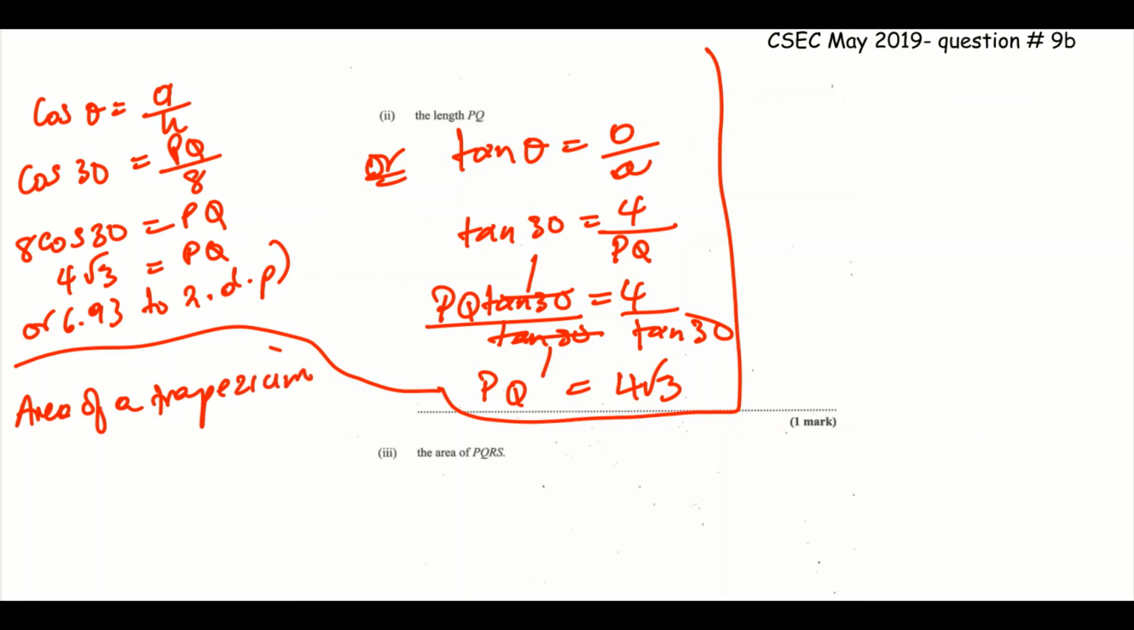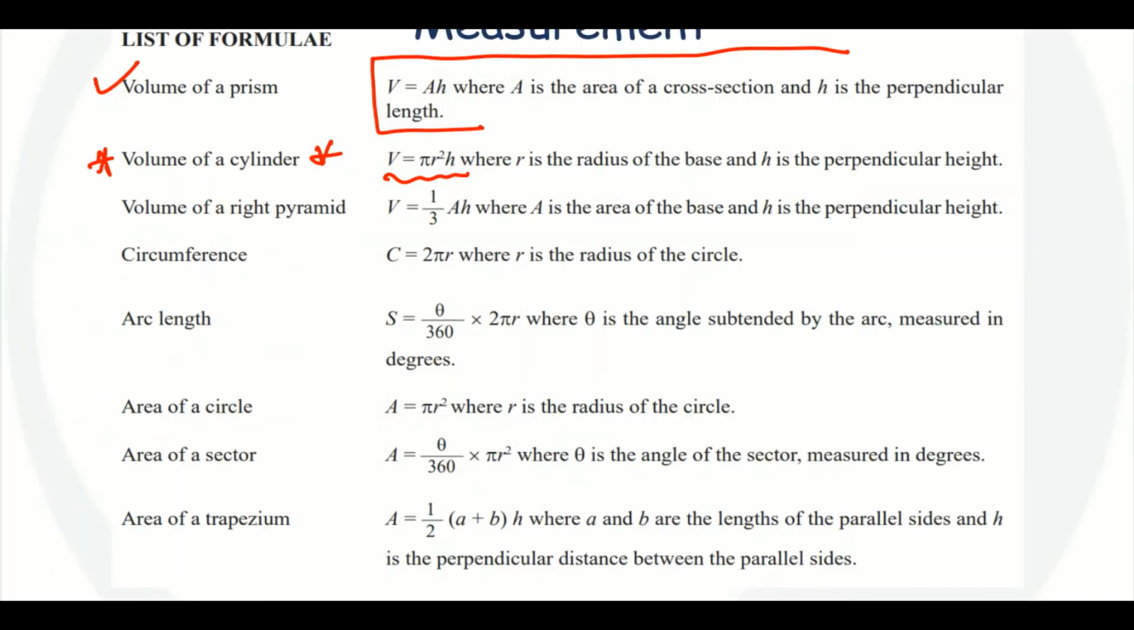And let's check our formula sheet to see if it tells us what's the area of a trapezium in case you don't know or don't recall. And the area of a trapezium according to our formula sheet is A equal half (a plus b) times h, where a and b are the lengths of parallel sides and h is the perpendicular distance between the parallel sides. So A is equal to half (a plus b) times h.